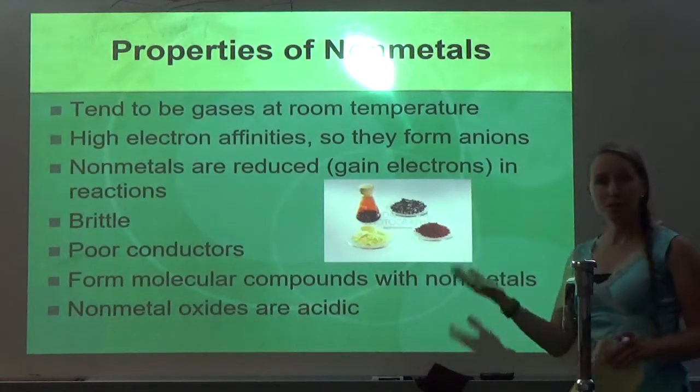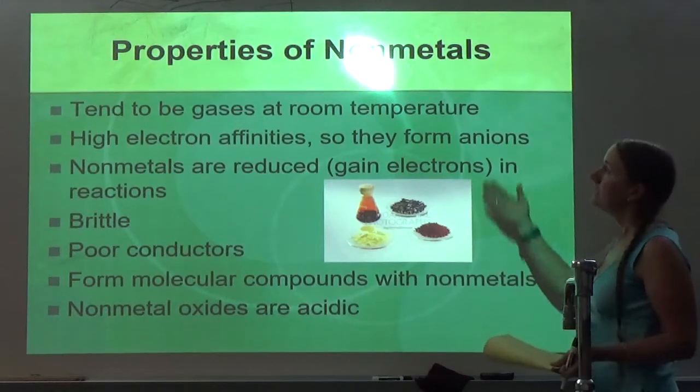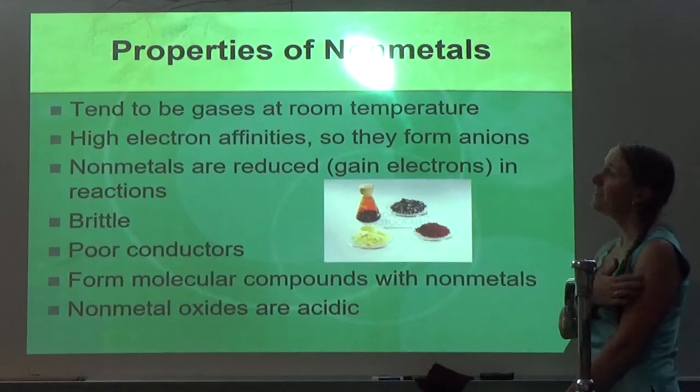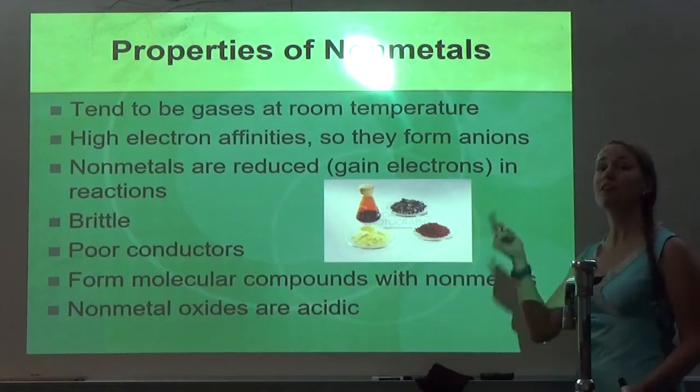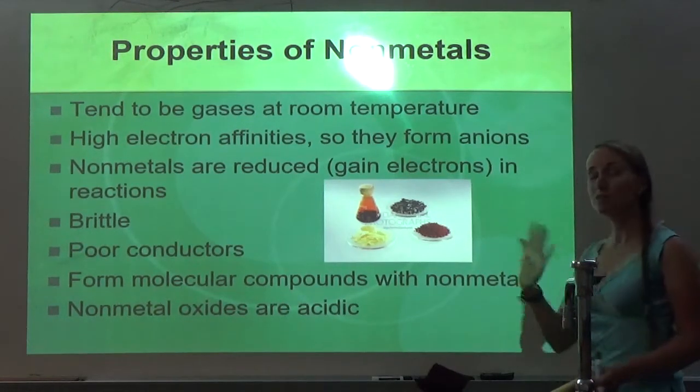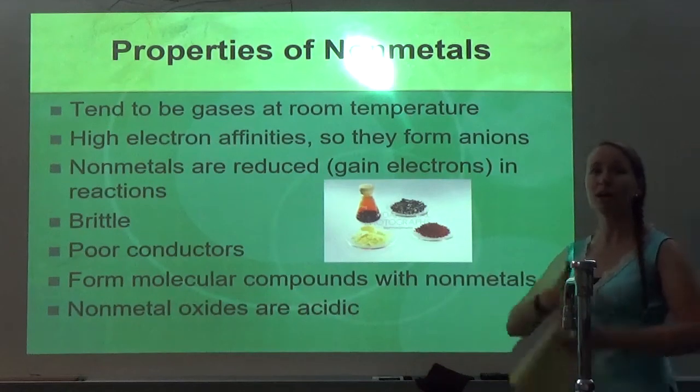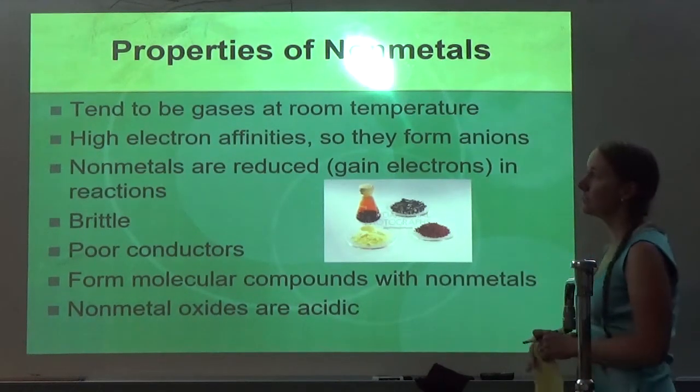All right, so we talked about metals. So nonmetals are the opposite. They tend to be gases at room temperature. They have high electron affinities, so they form anions. So that means it's very favorable for them to gain electrons. Because of course they're trying to be like a noble gas. They want to have a stable 8 valence electrons.